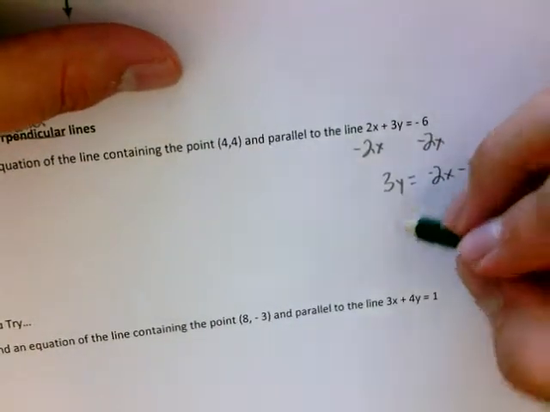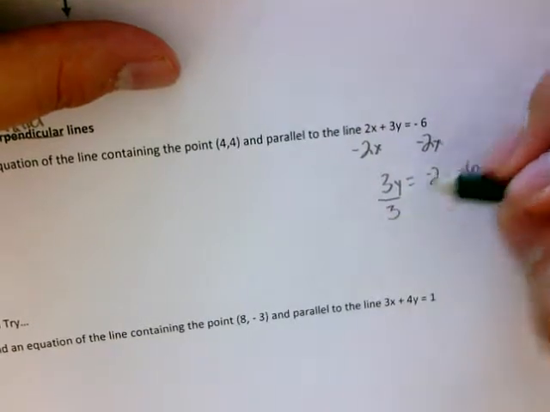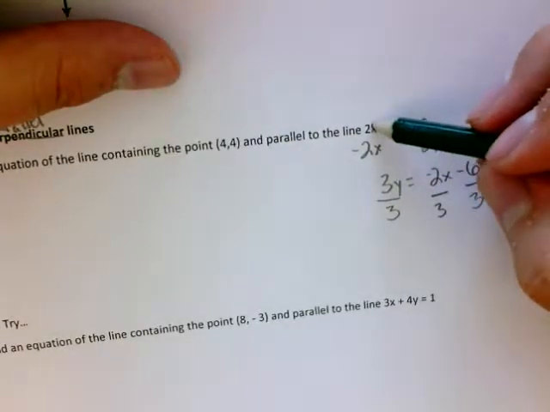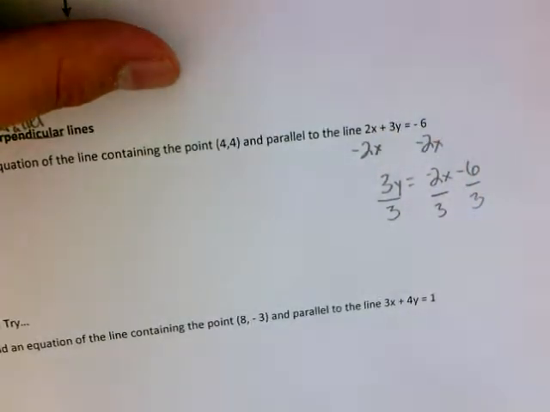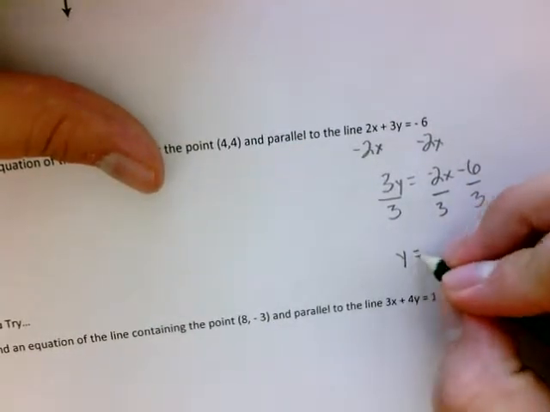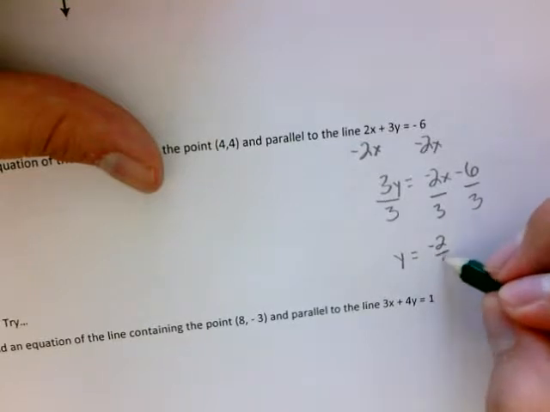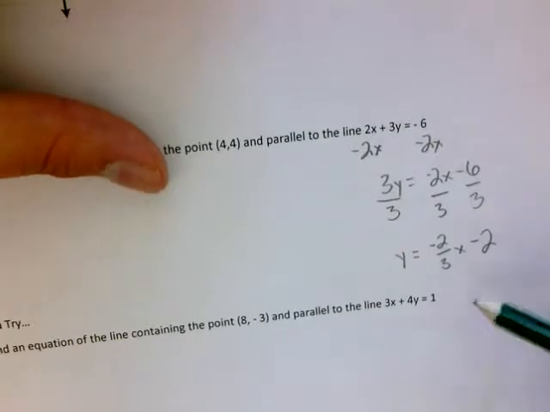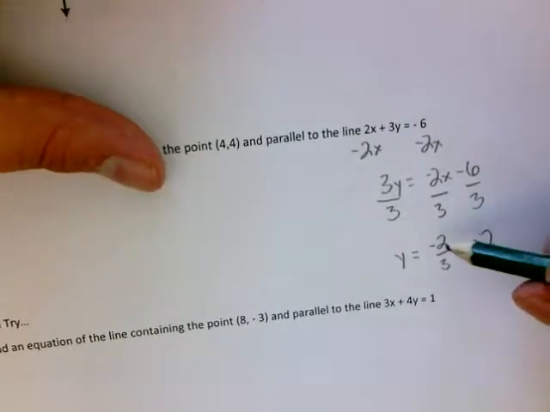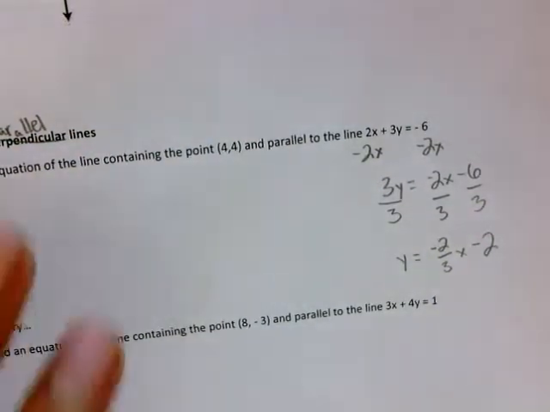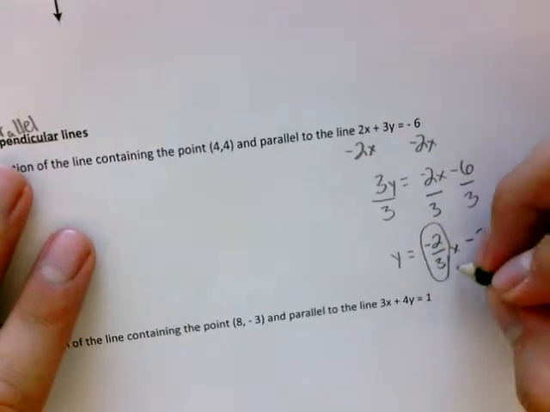The only way to get rid of this 3 in front of this y is divide. You're going to see this pattern to always add or subtract the x and then divide by whatever's in front of the y. That's how we get this into this form. Y equals negative 2/3 x, this reduces down to negative 2. Now all we care about is the slope. Our slope right here is negative 2/3. Parallel lines have the same slope, so we know our slope.